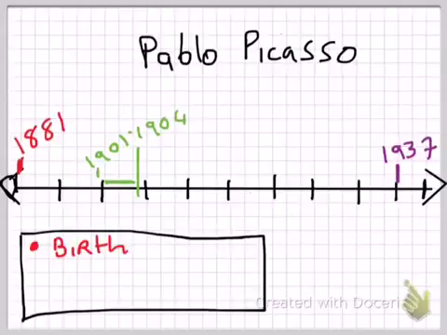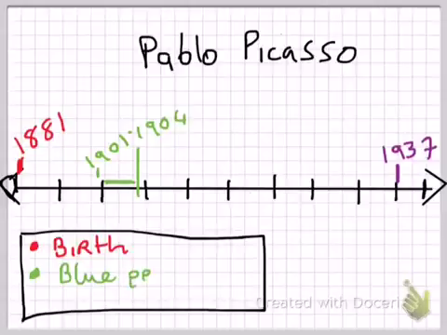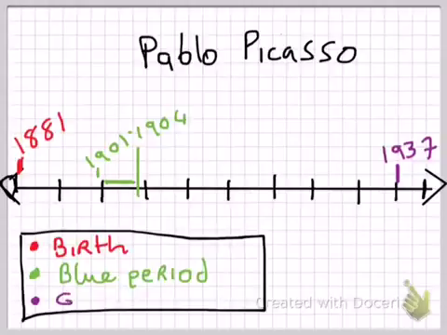I'll put a little green dot below, and I will write blue period because that means the painting style between those years was the blue period. And finally I'll put my little purple dot here, and I will write Guernica because that's when he painted Guernica.